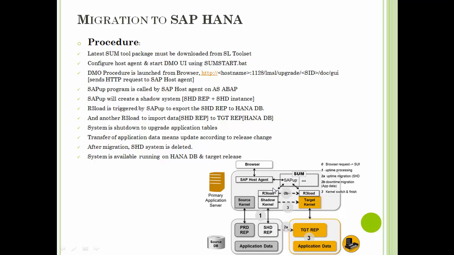So then we have step 1 initiated, where we have the basic configuration settings, which is the input phase for checking the stack.xml, passwords, download directory. And then SAP will start to create a shadow system. Shadow system consists of shadow repository and shadow instance as shown here. Shadow repository will be built on the source database, and shadow kernel will be prepared on the primary application server, which will be step 1.